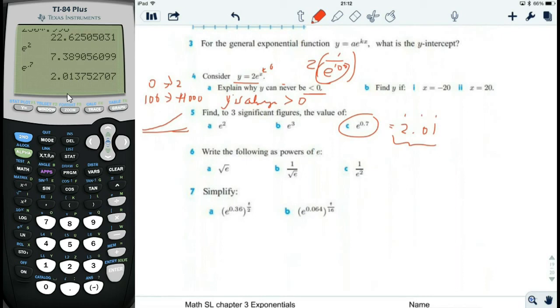Do you know how to do significant figures? If it's not a 0, then it's a significant figure. Any 0 that's between 2 significant figures is a significant figure. So this here is 3 significant figures.